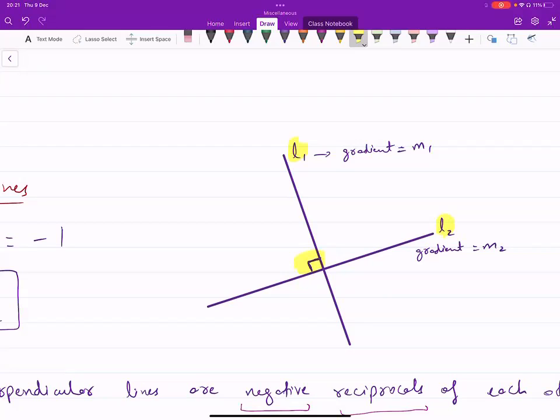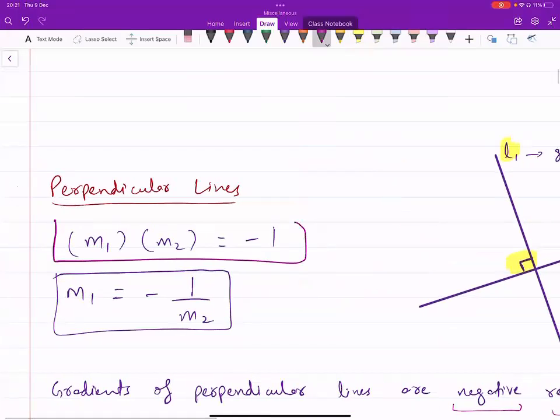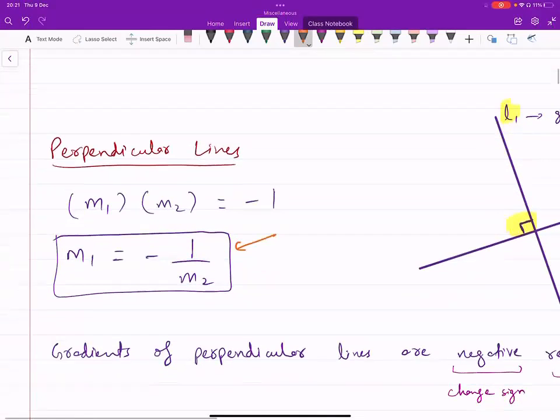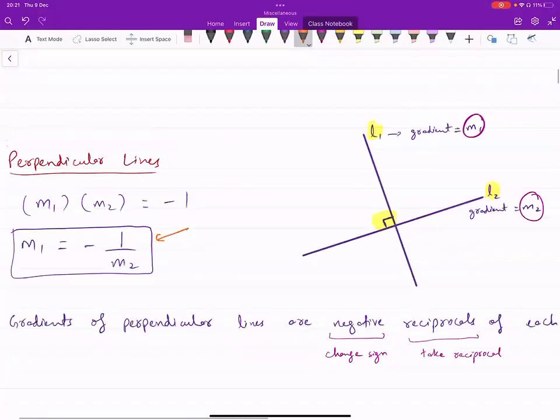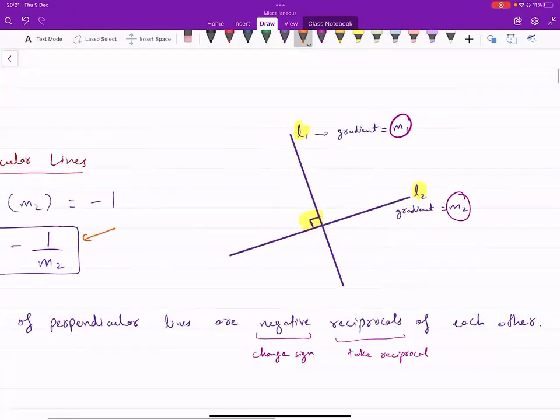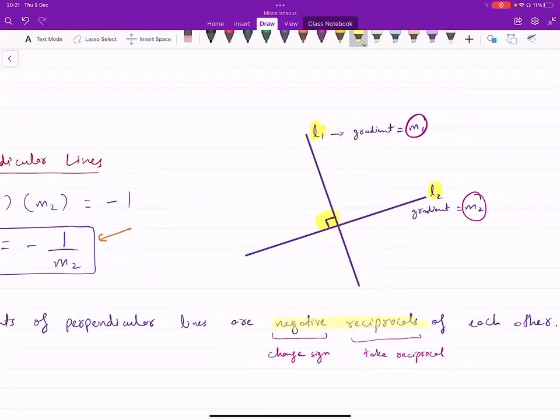Perpendicular lines में क्या होता है? If we call the gradient of one line M1 and the gradient of the other line M2, the product of those two gradients is always equal to -1. M1 into M2 is equal to -1. Or there's another form for this. M1 equals -1 over M2. इसको अगर rearrange कर लें, you get this relationship. And from that, what you understand is gradients of perpendicular lines are negative reciprocals of each other.